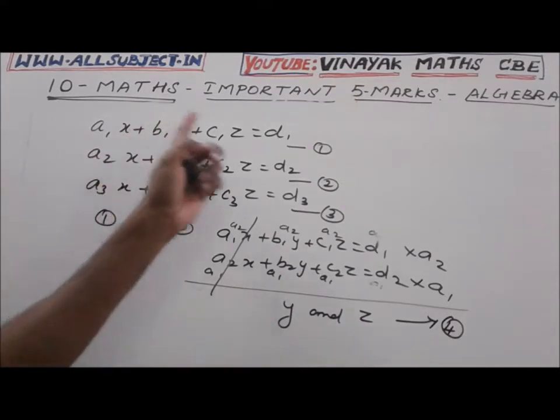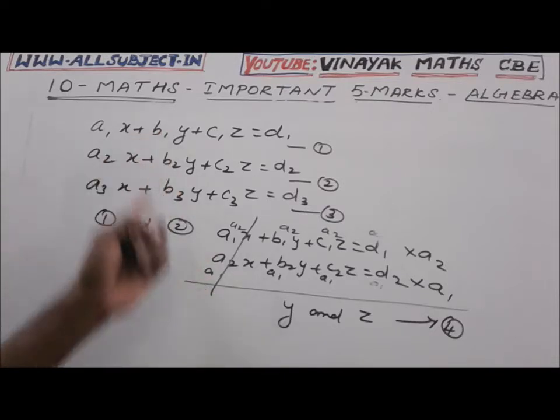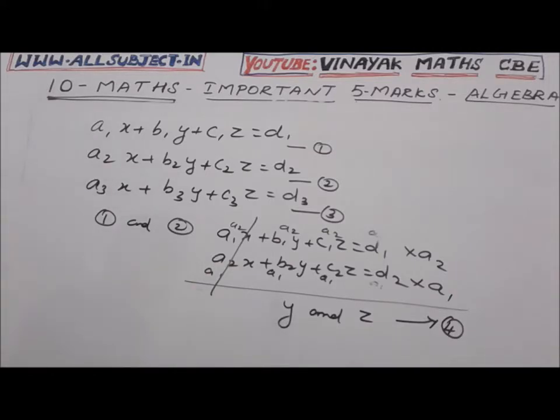There are three linear equations with three unknowns given. Take any two equations. I have taken 1 and 2. Eliminate the variable x. Then the resulting equation will be in y and z.